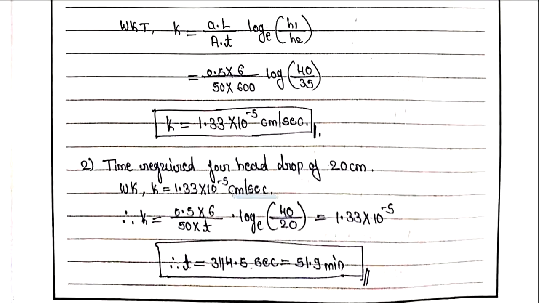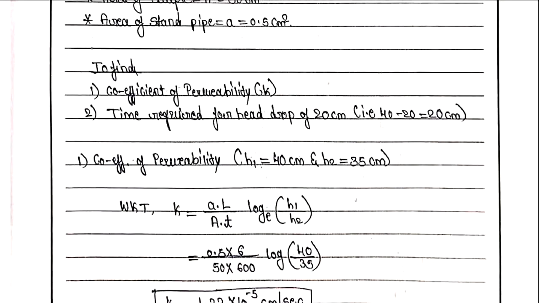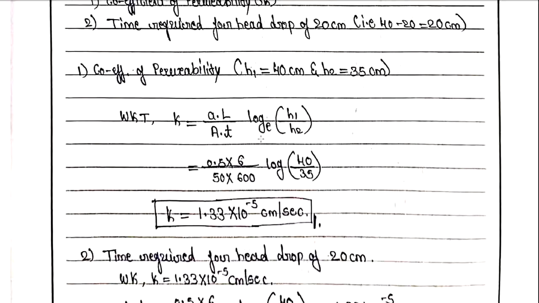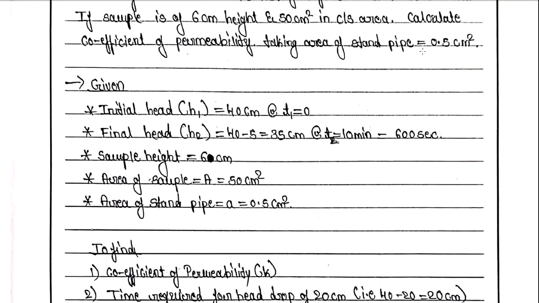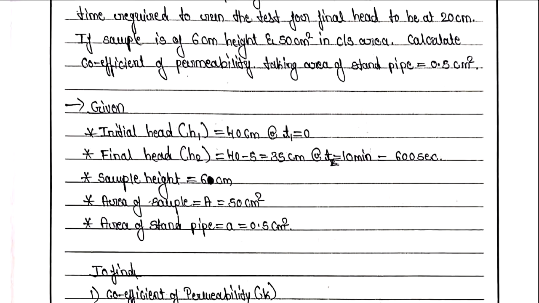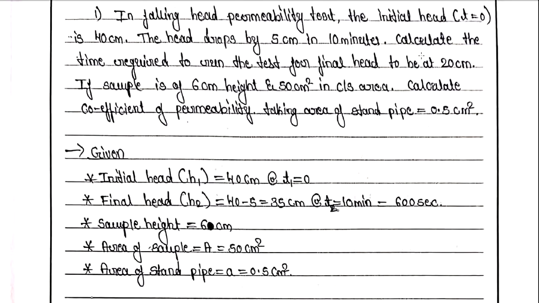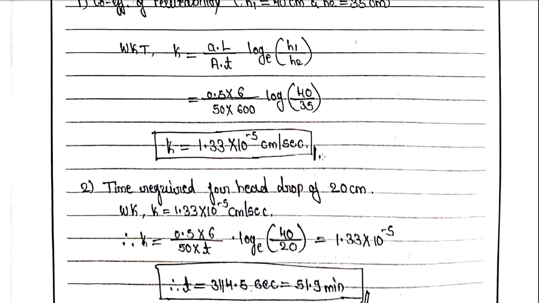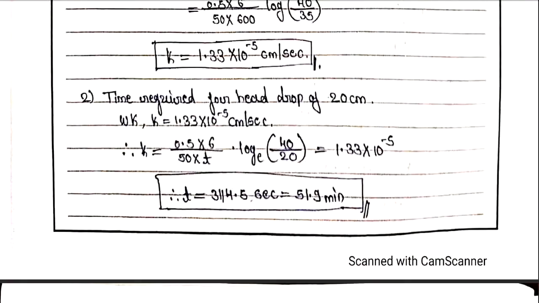So K value we are having for a particular type of soil, K value will not change. So K value we are going to keep as it is. So 40, you can see over here, time required for head drop of 20 centimeter, that is 40 minus 20 is equal to 20 centimeter. So 20 centimeter is remaining. Okay. So it has been asked. If they could have asked what is the time required for the final head to be at 15 centimeter, then we could have taken H2 as 15 over here. Okay, but H2 they have given as 20, so we are taking it as 20.